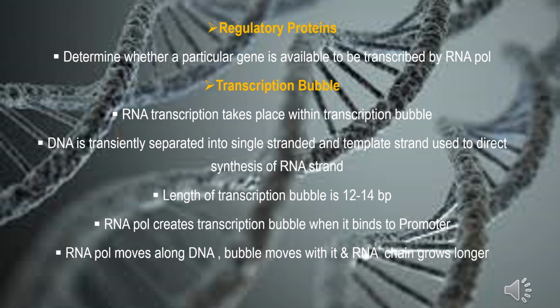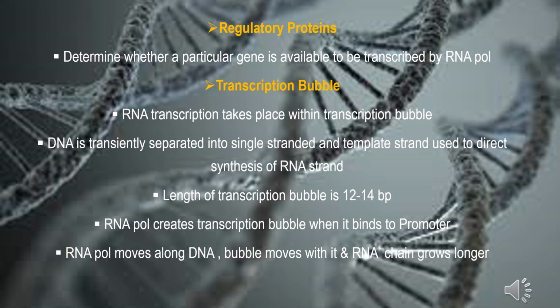Then regulatory proteins. Regulatory proteins are the proteins which determine whether a particular gene is available to be transcribed by RNA polymerase. For example, activators, silencers, suppressors, etc.